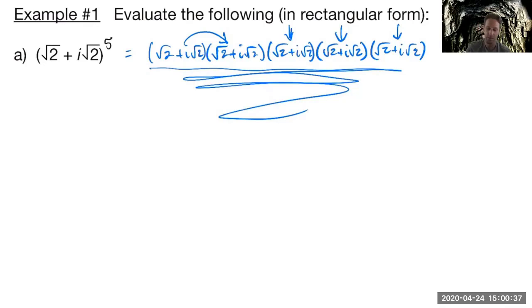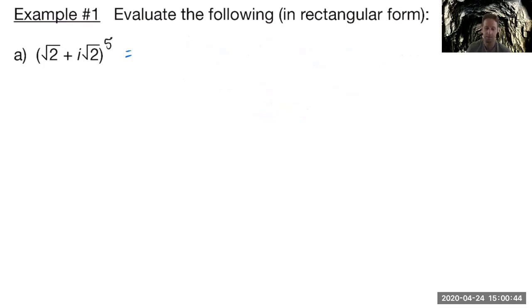So instead of doing all of that, we're going to take and we're going to rewrite this in its alternative form, which is what we worked on previously.